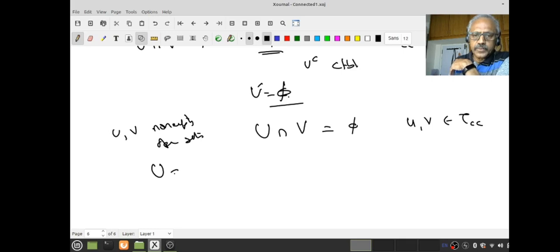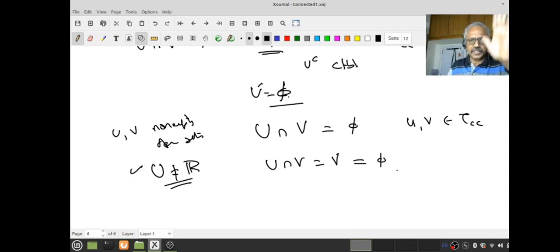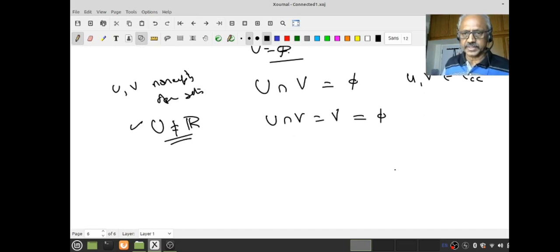Okay, therefore I claim U cannot be equal to R. Suppose U equals R, then U intersection V will be V, and V is not empty, right? So this contradiction shows U is not equal to R. Do you understand? Yeah, this is the logic which I gave. I was correct, there was no mistake. Therefore U is not equal to R.